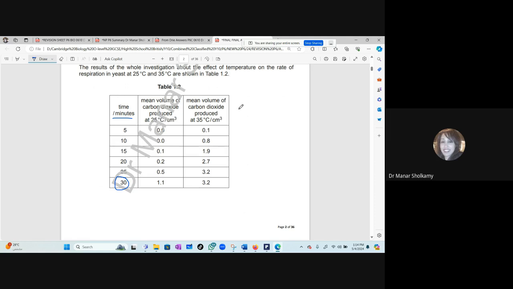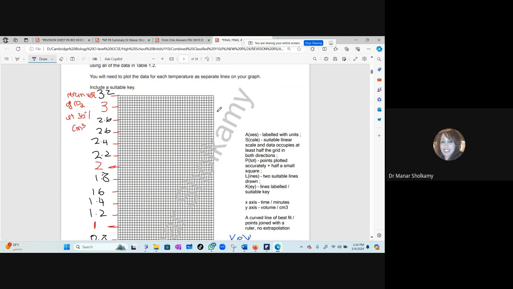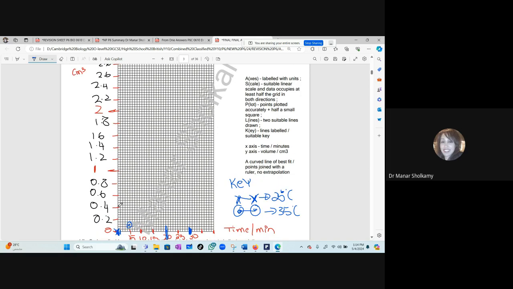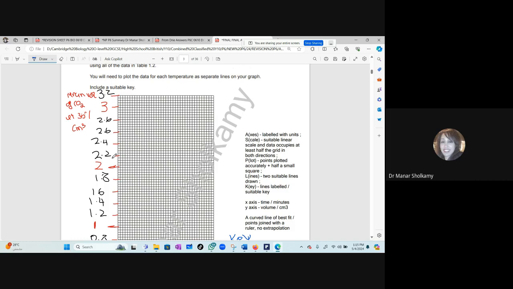I will look for the maximum value. What is the maximum value? 3.2. I want the 3.2 to be at the end of the y-axis. What did I do? I divided my y-axis into boxes of 5. So they were 1, 2, 3, 4, 5, 6, 7, 8, 9, 10, 11, 12, 13, 14, 15, 16. So what did I do? I want to distribute the 3.2 over 16 boxes.